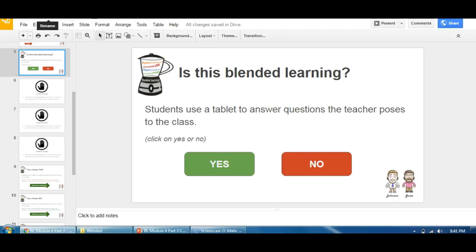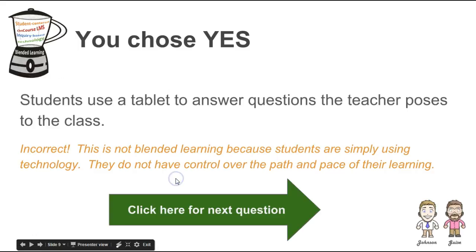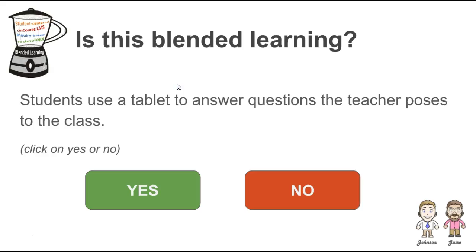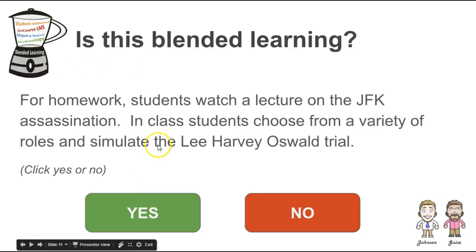Now let me take a quick minute and show you what this looks like when it's all done and it's in the presentation. So this is what somebody's going to see when they're going through your tutorial. They click yes, and they navigate to the yes slide. Let's just go back and test if they click no. They go to the no slide, they can click here and move on to the next question, which is set up right there.